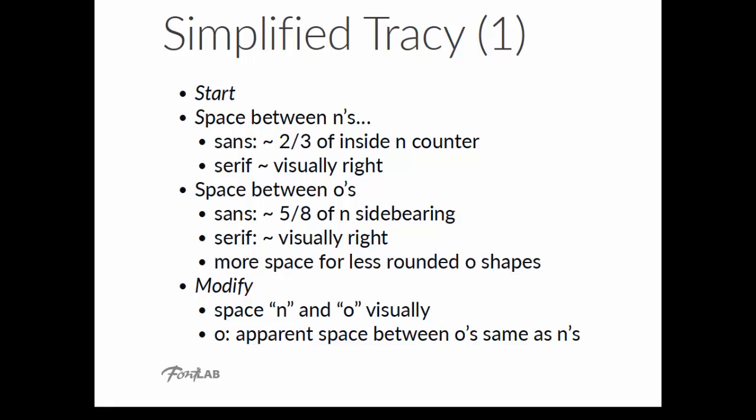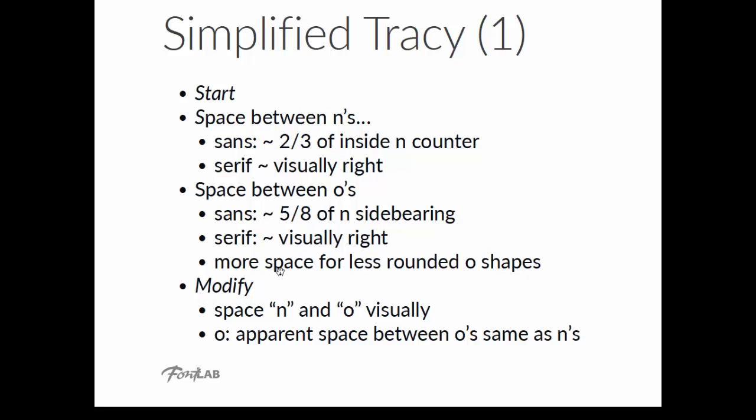So here's a simplified version of Tracy's spacing method. So you start with lowercase n. Assuming it's a sans, you'd put about 2/3 of the space inside the counter of the n, and the rest on the side bearings, which would mean 1/3 on each side bearing. Maybe a smidge less. Depends. Space between O's, you do about 5/8 of the n side bearing. Now that's in a sans serif. In a serif, you just do it till it looks right, or looks roughly equivalent.